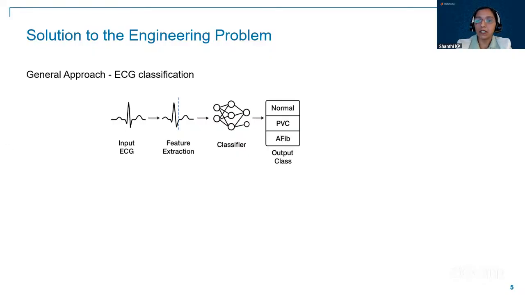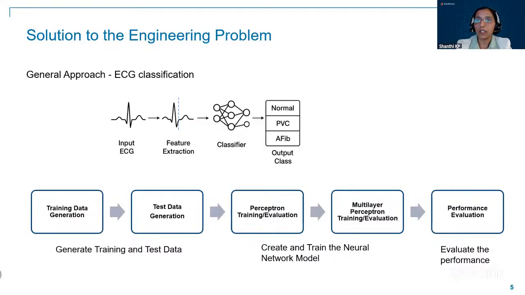We will reach the solution to our engineering problem today by going through various steps. First, we will generate the required signals for both training and testing our neural network model. Next, we'll train and evaluate a simple perceptron model, which is a single layer neural network. This model helps us establish a baseline for classification performance.